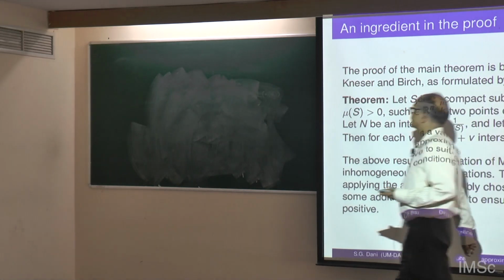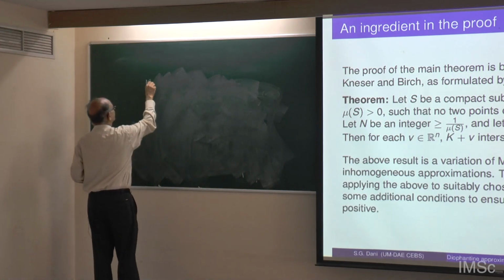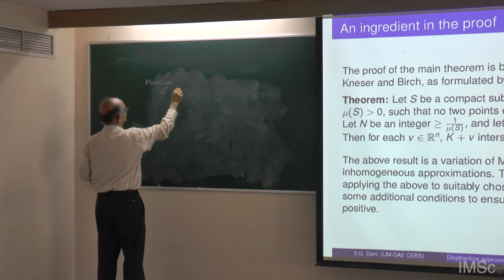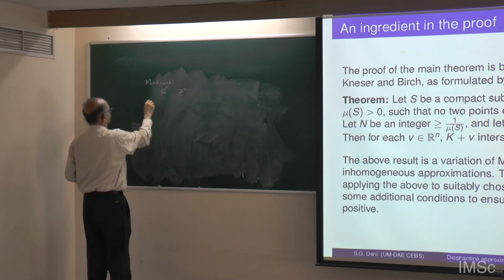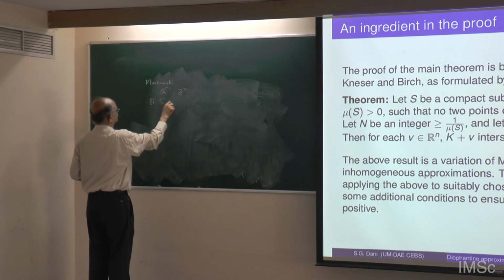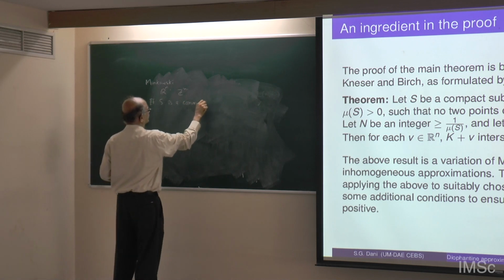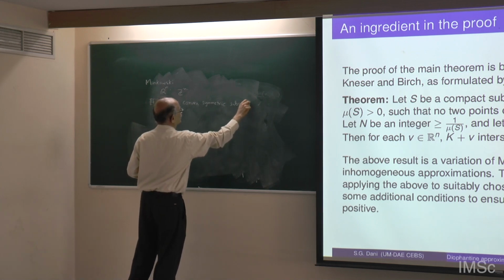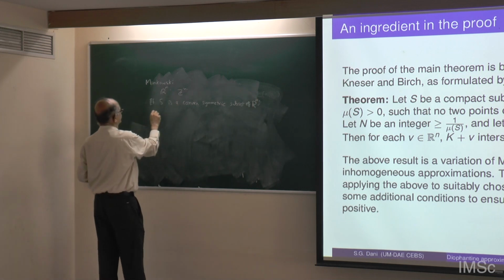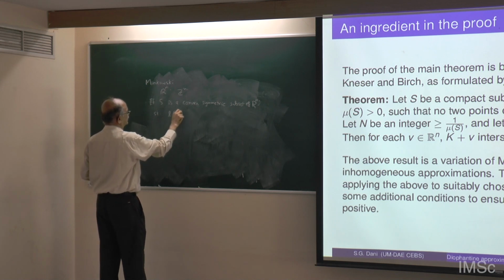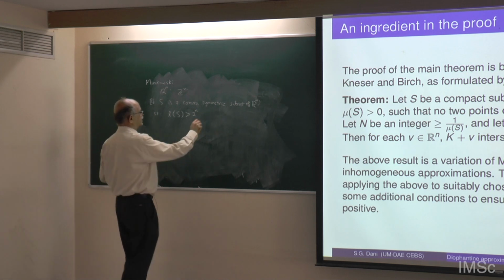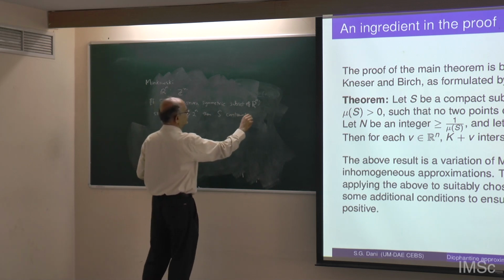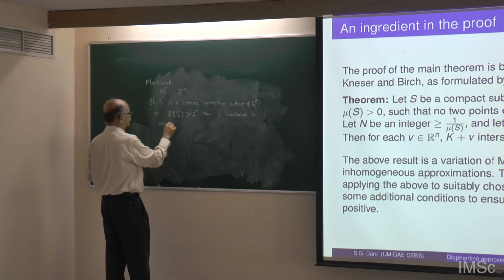So you may recall that Minkowski's theorem says that, in R^n with the lattice Z^n, if S is a convex symmetric subset of R^n such that the measure of S is greater than 2 to the power n, then S contains a non-zero integral point.